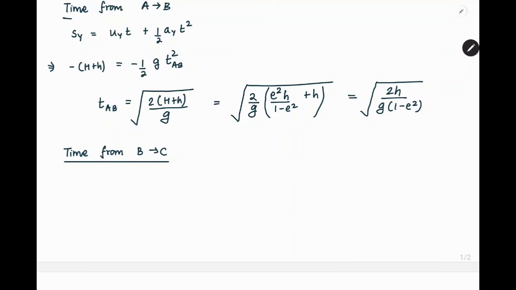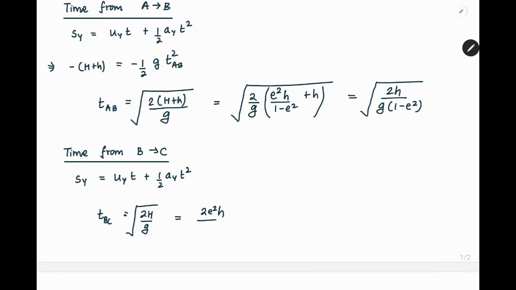So for this also we already have the expression, and hence we are again using s_y equal to u_y t plus half a t squared, or we can directly use the equation. The time interval from B to C is going to be root under 2h by g. So it is attaining a height h, and then again if I substitute the value of capital H, we get root of 2e squared h upon g(1 minus e squared).